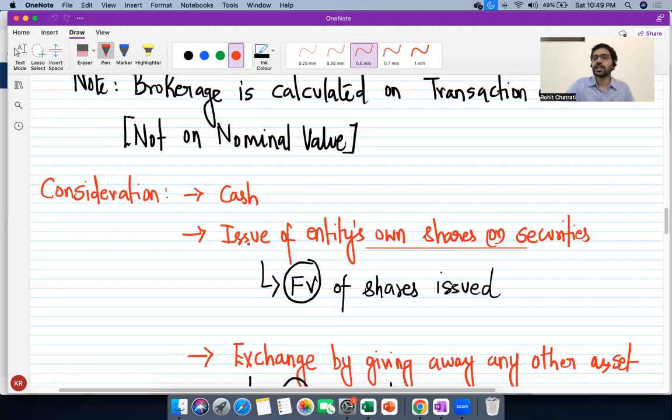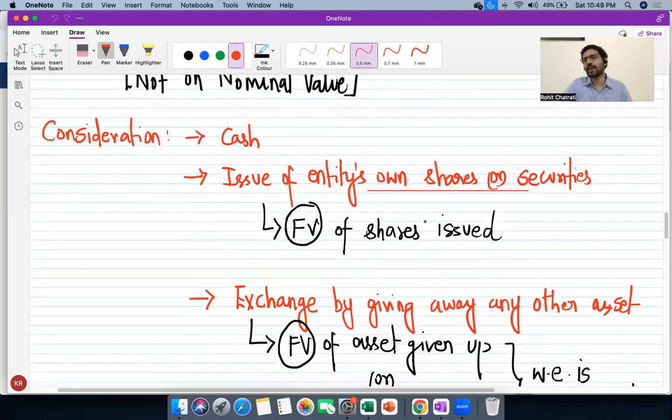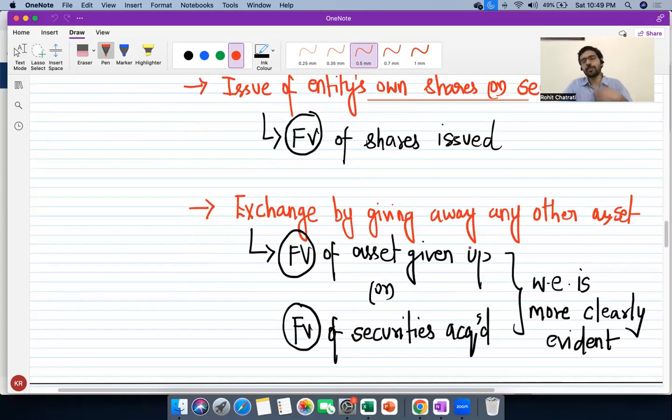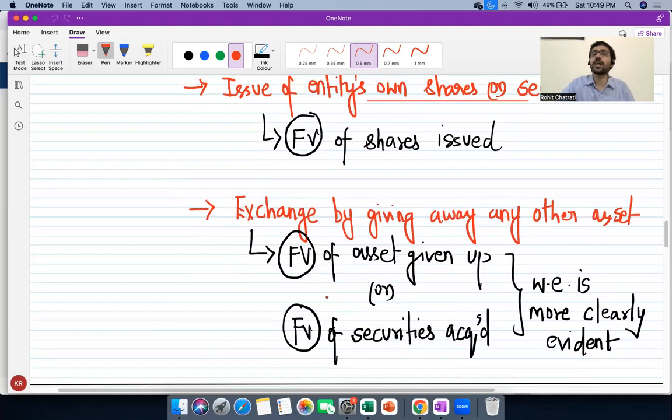If you are acquiring an investment by issuing your own entity's equity shares or debentures, you will recognize it at the fair value of the shares or debentures that you are issuing. If you are acquiring it by giving any other asset, you will see whichever is more clearly evident, and the investment in ICICI Bank or Reliance shares or Government of India bond will be recognized at the fair value of the asset given up or the fair value of the securities acquired, whichever is more clearly evident.